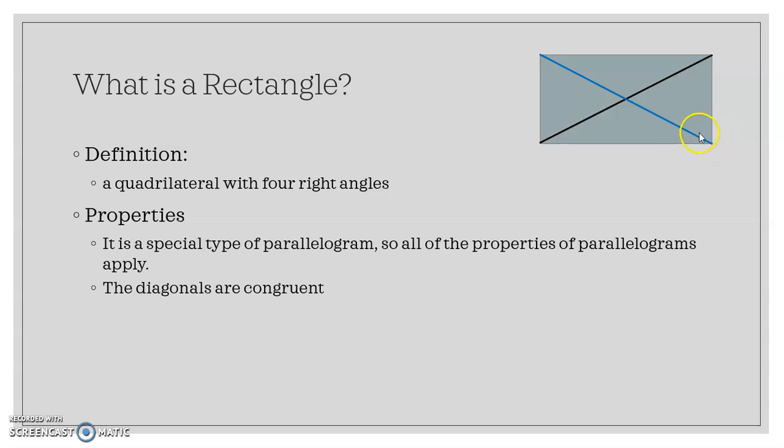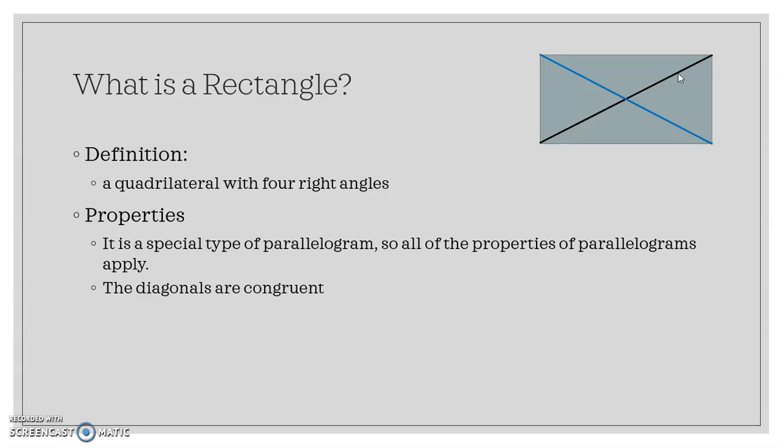Now, just as a side note, remember, these diagonals bisect each other. So this length from here to here is equal to this length from here to the edge. And both of those lengths are actually equal to both of these black lengths as well. So that is what happens with those diagonals.